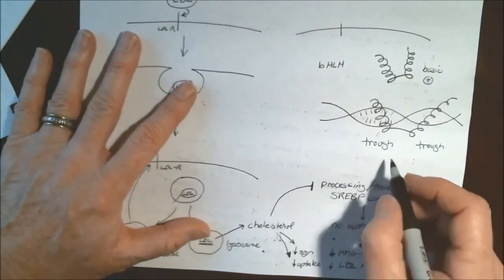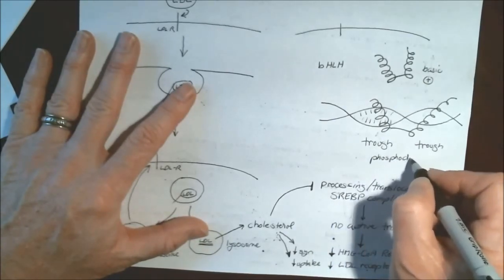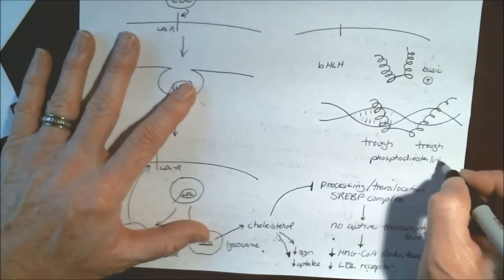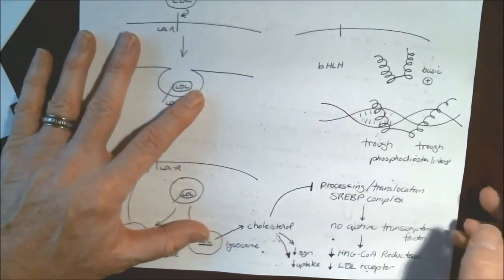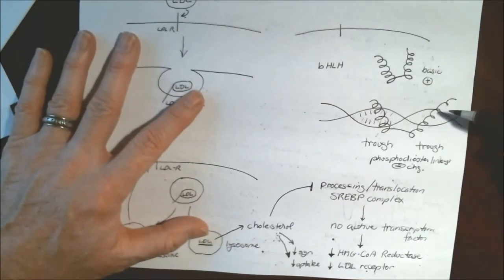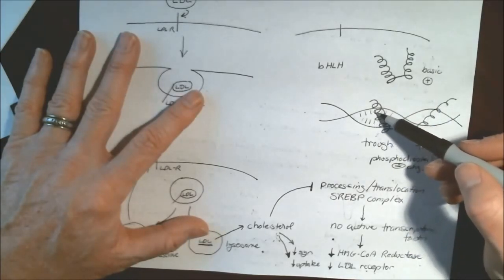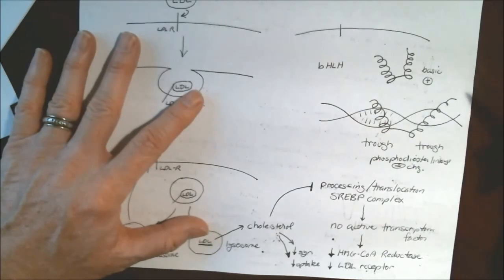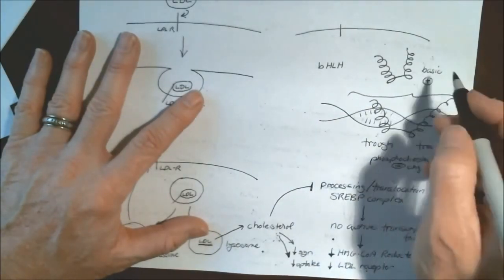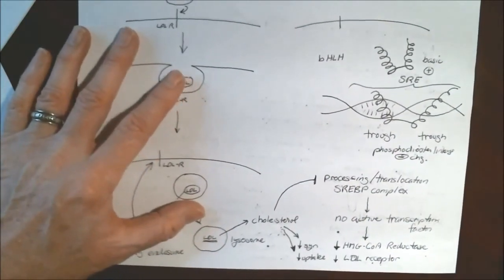Being a basic charge, remember the backbone of DNA is a phosphodiester linkage, and being a phosphate group, this is negatively charged. So the basic structure here is going to be attracted to the negative charge of the DNA, and these alpha helices will lay into these grooves and form very nice complementary H-bonds and ionic interactions with the bases, and that's what gives the binding specificity. This whole region is the promoter element, SRE, which is the sterol regulatory element.